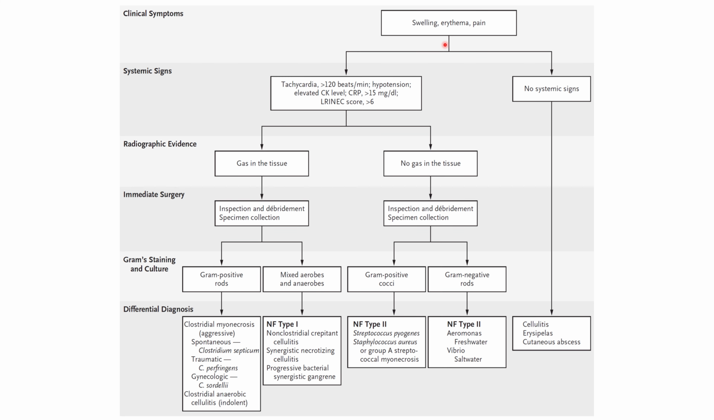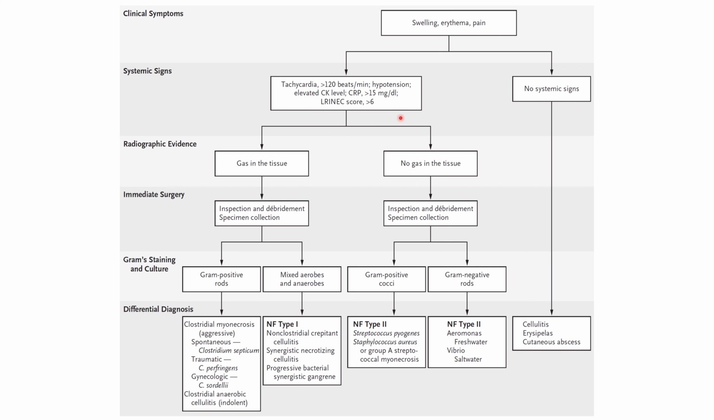These infections start with the usual symptoms of swelling, erythema, and pain, and what we look for is signs of systemic nature. So tachycardia, essentially the SIRS, as well as markers of inflammation, such as CRP. Elevated CK level can quickly indicate that there is significant muscle damage, so myonecrosis is going on, and there is a risk score that we will not discuss here.